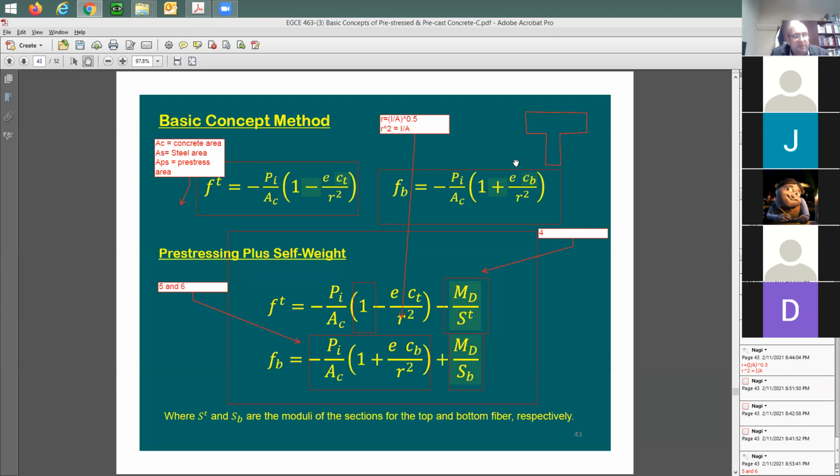And then, if you'd like to use this for a rectangular section, you can use this BF to be the same as BW in your analysis. Make sense? So you can still use it for a rectangular section.